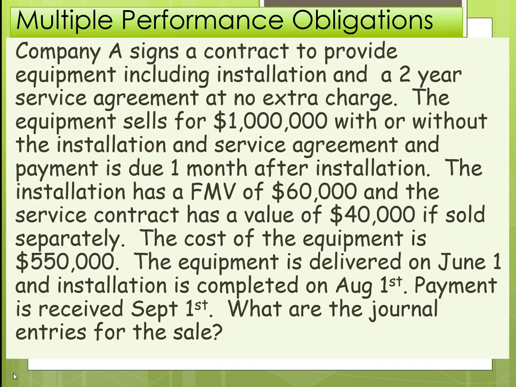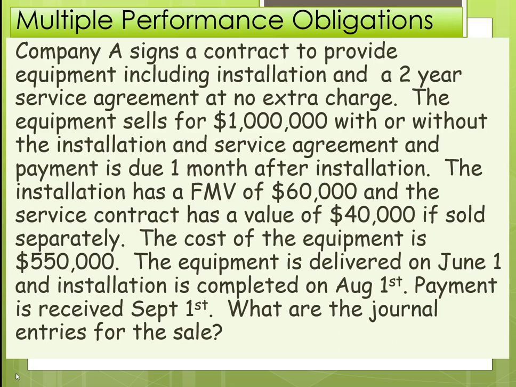Now let's take a look at multiple performance obligations. In this example, Company A signs a contract to provide equipment, including installation and a 2-year service agreement at no extra charge. The equipment sells for $1 million with or without the installation and service agreement, and payment is due 1 month after installation. The installation has a fair market value of $60,000 and the service contract has a value of $40,000 if sold separately. The cost of the equipment is $550. The equipment is delivered on August 1st. Installation is completed on August 1st, and payment is received on September 1st. What are the journal entries?